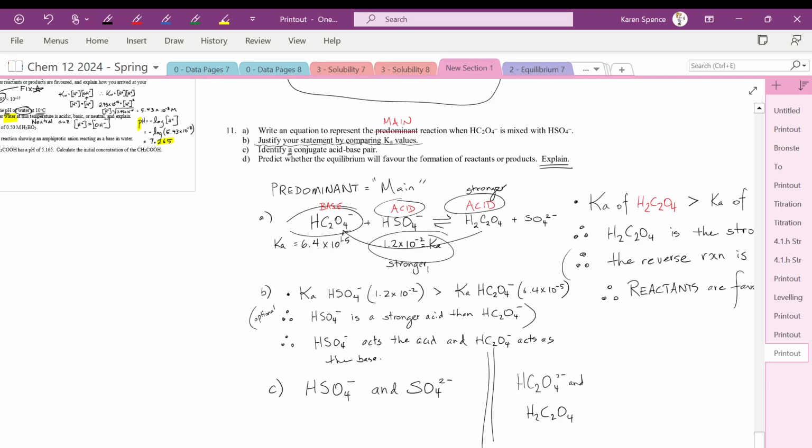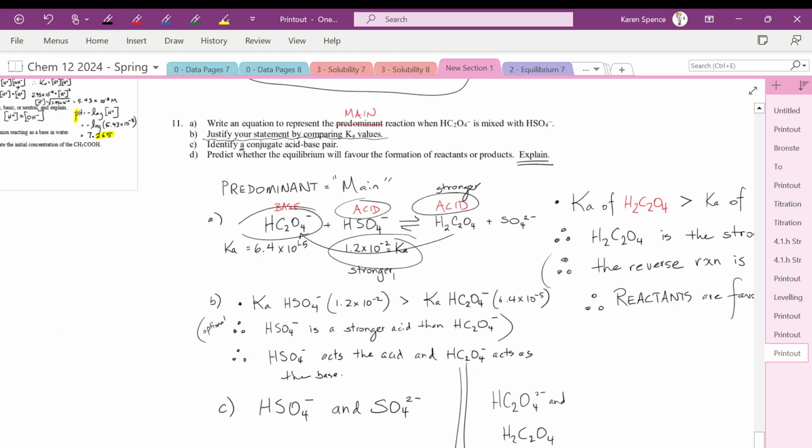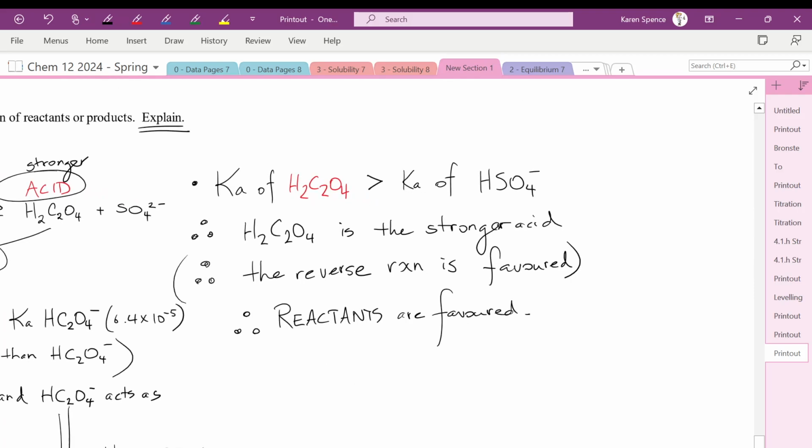Thank you guys for asking that one. You can just say H2C2O4 is the stronger acid, is stronger than HSO4 minus. You should mention the two species, but you could just say one is stronger than the other because they didn't ask you to mention Ka there, so that's fine. Other questions?